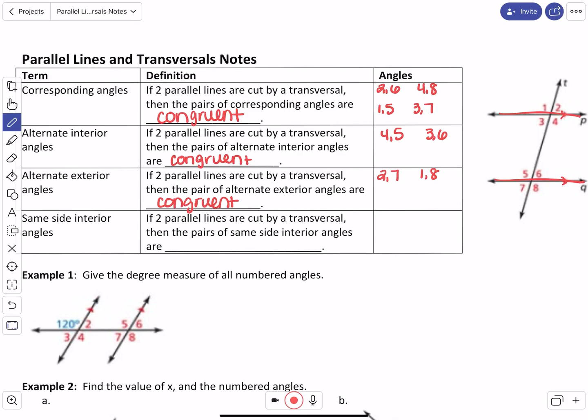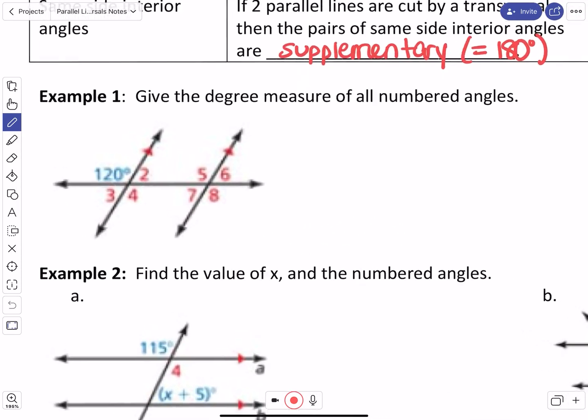Okay, and then same side interior angles. Now notice these angles don't look the same. Like 4 is an obtuse angle, 6 is an acute angle. So these are not going to be congruent. These angles are going to be supplementary, which means they are going to add up to 180 degrees. So 4 and 6 and 3 and 5.